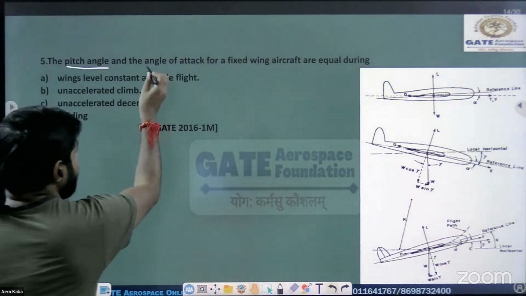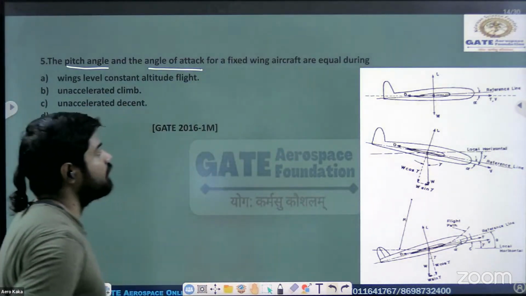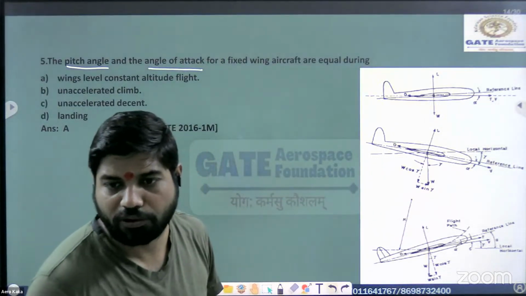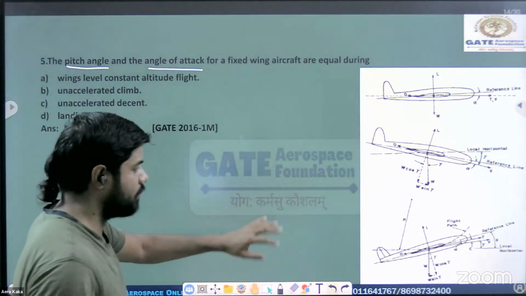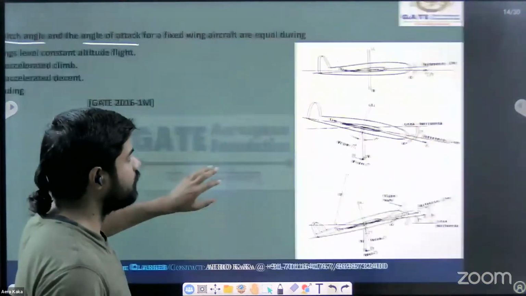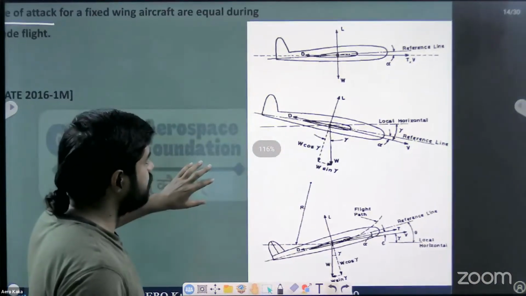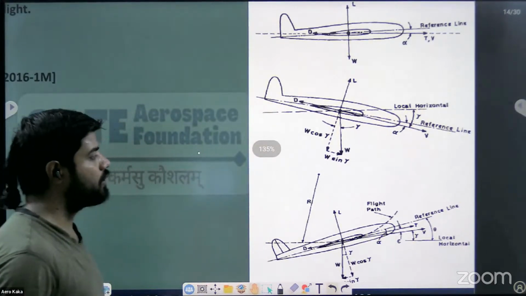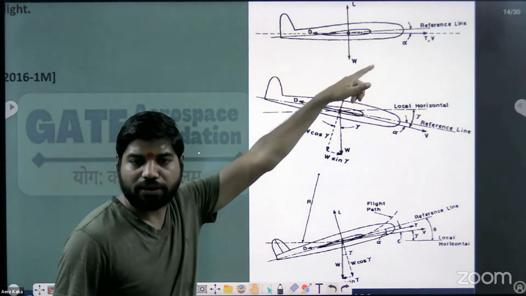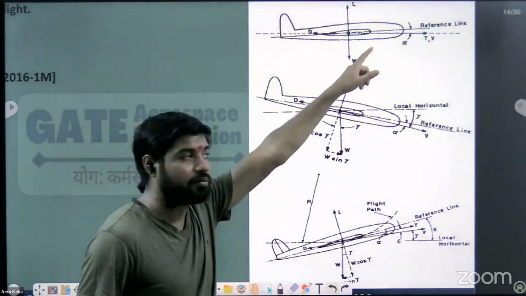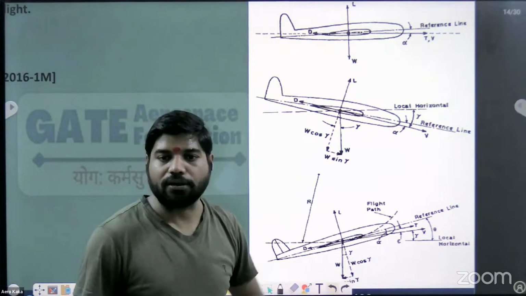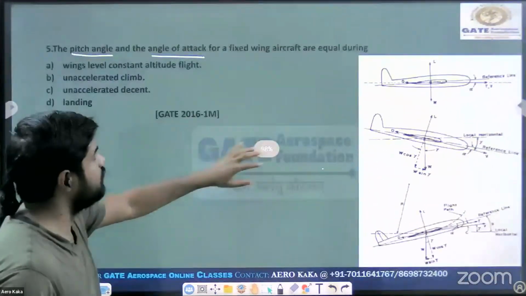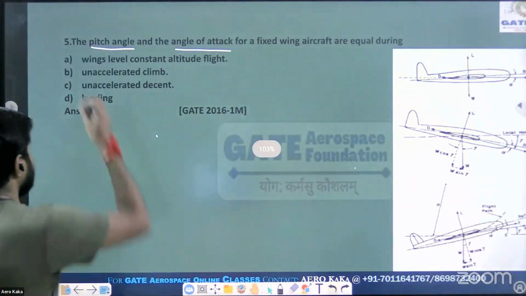The pitch angle and angle of attack for a fixed wing aircraft are equal during... Is this particular diagram visible to you? Please let me know first. Yes, sir. If not, let me zoom it. Now visible? So look here. During the cruise flight, or you can say steady state and level flight only, your pitch angle is exactly equal to the angle of attack. So the correct option here is what? Out of the given options, option A.